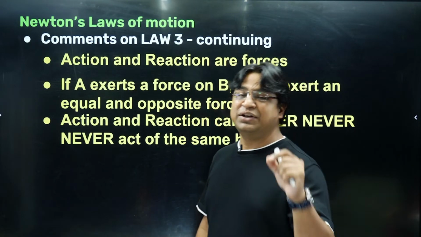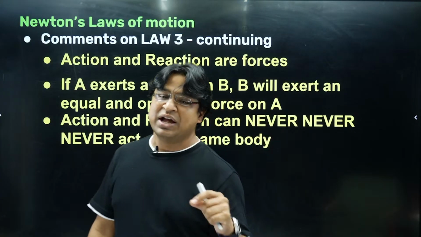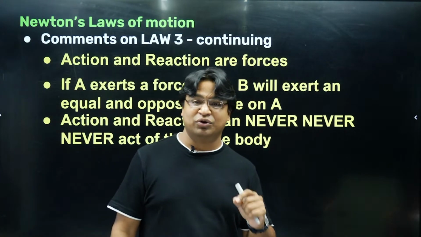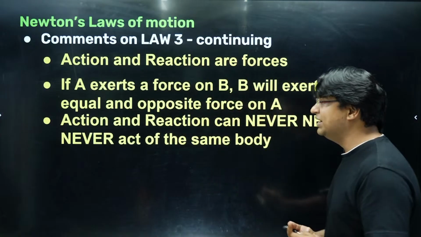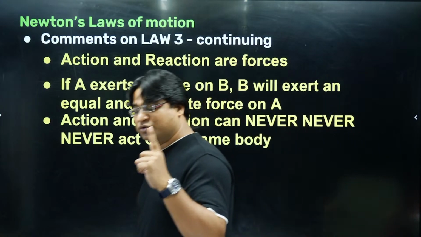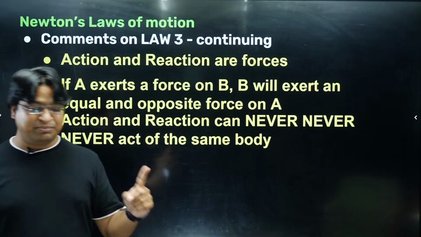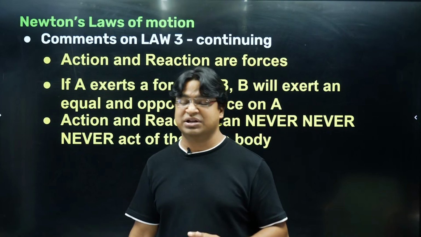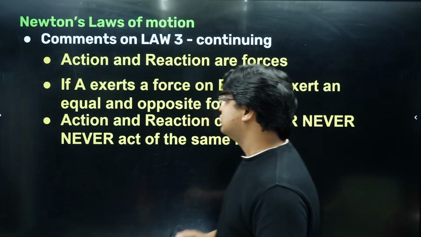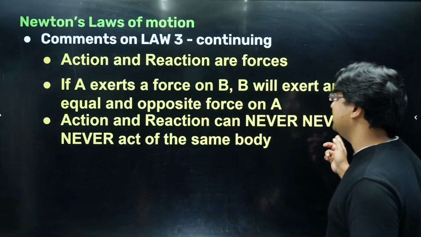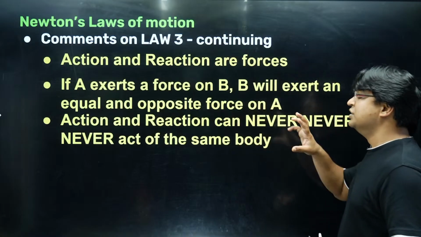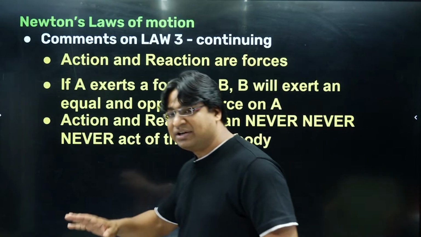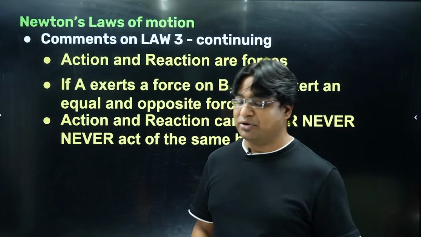There will be times when even you will draw the force and its reaction on the same entity, but no. If you read the previous statement, we are clearly saying that if A exerts the force on B, that means if the action is on B, then the reaction is on A. So action and reaction can never act on the same body. They always act on different bodies. So please remember this. If A exerts a force on B, B will exert an equal and opposite force on A. So action and reaction never, never, never act on the same body.